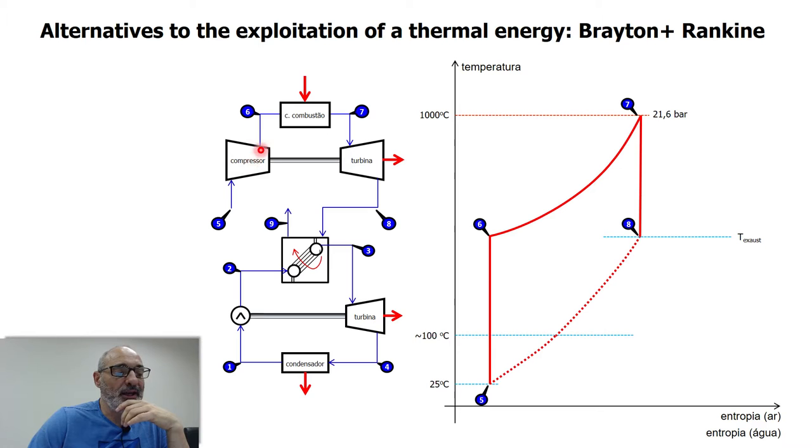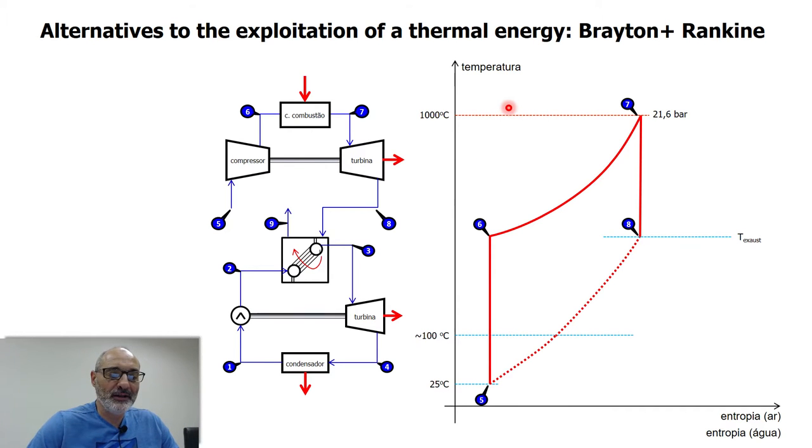You get air, you compress, so you have high pressure and not so high temperatures, then you absorb heat. You have very high temperatures and high pressure, then expansion in the turbine. Here you have low pressure and still very hot gases. Okay, so that's the idea.